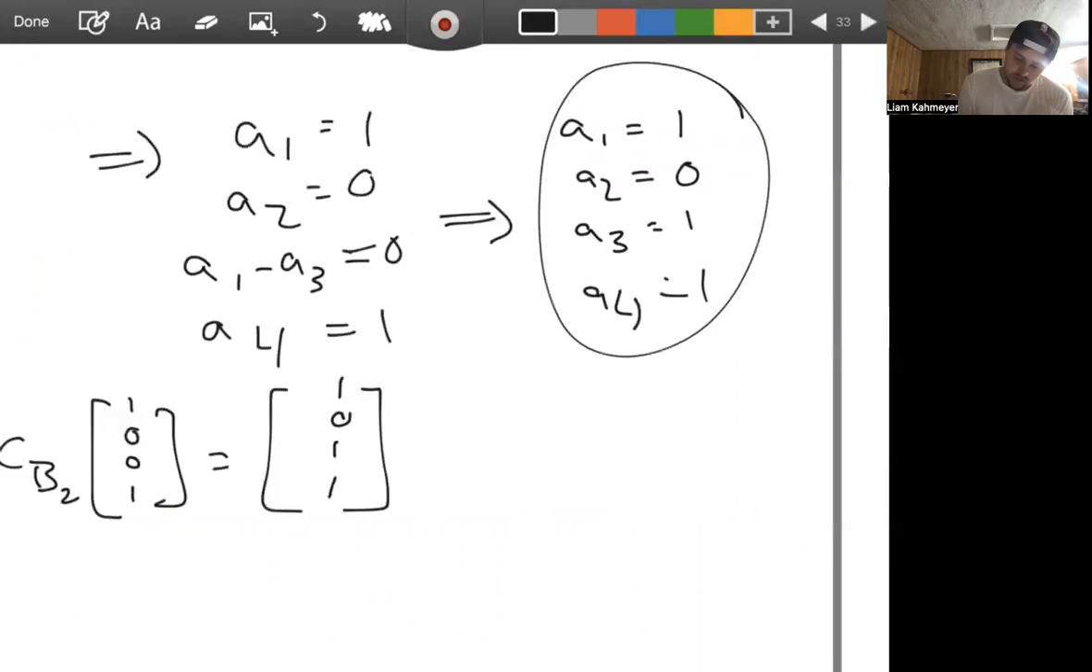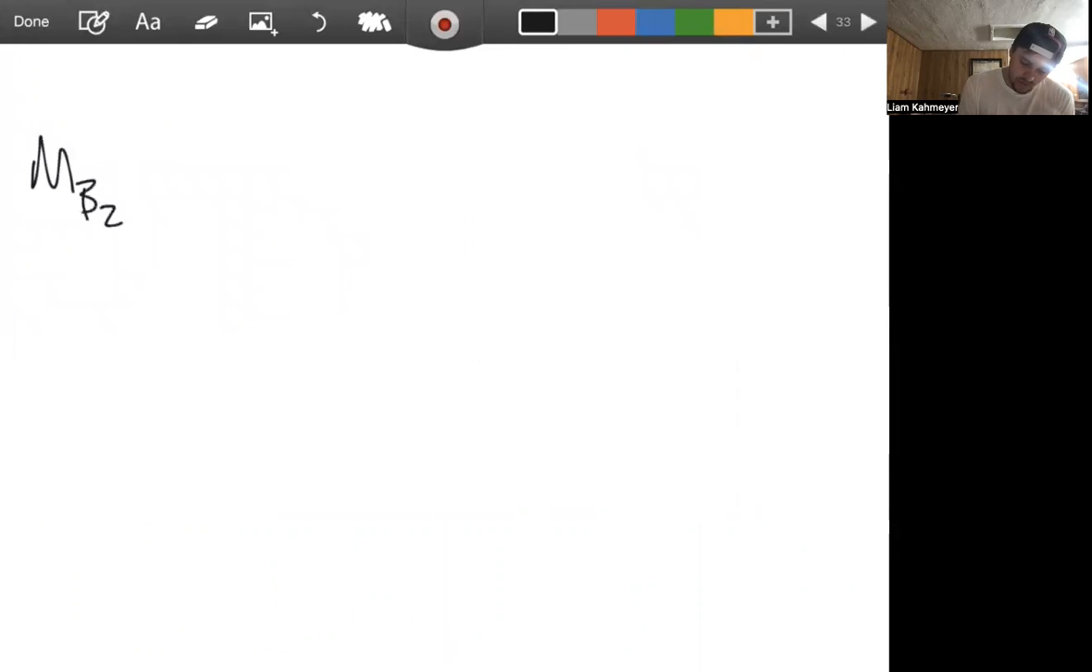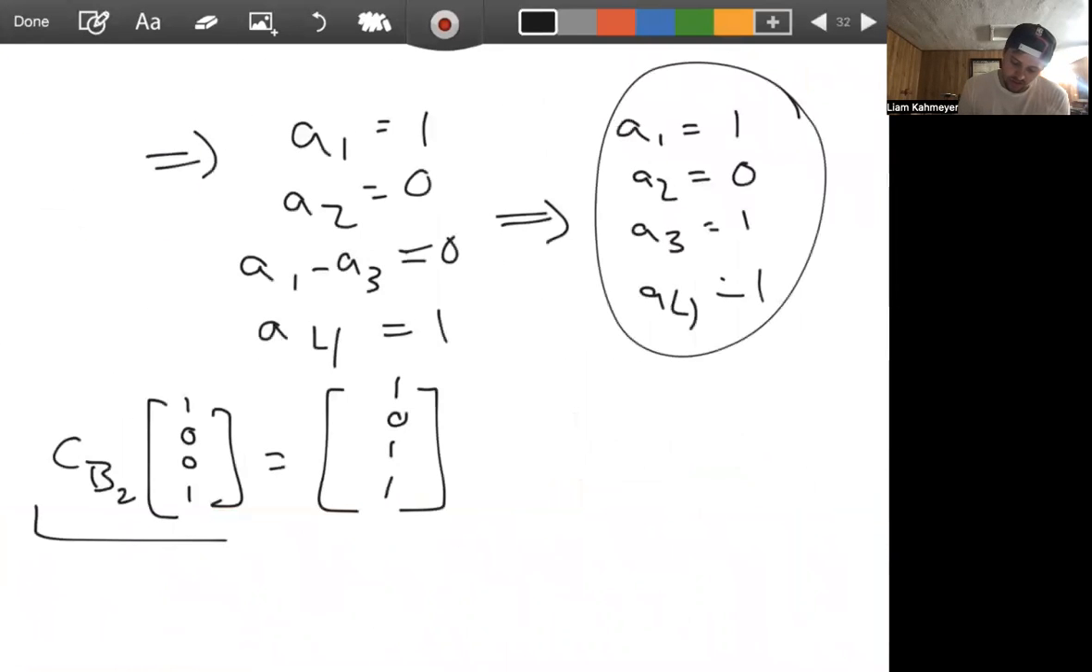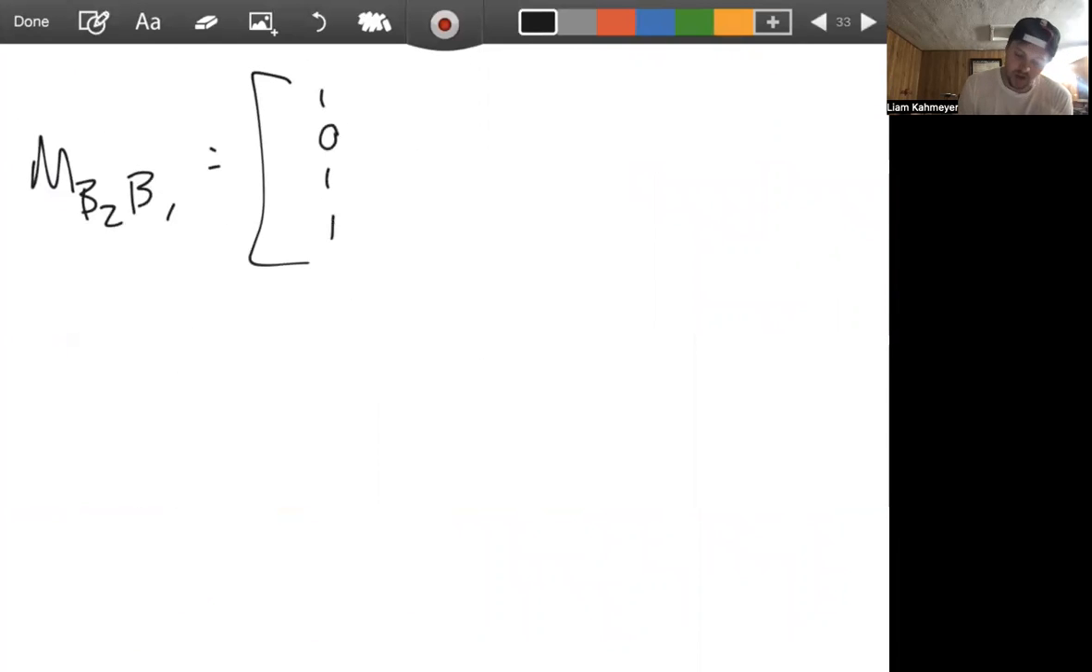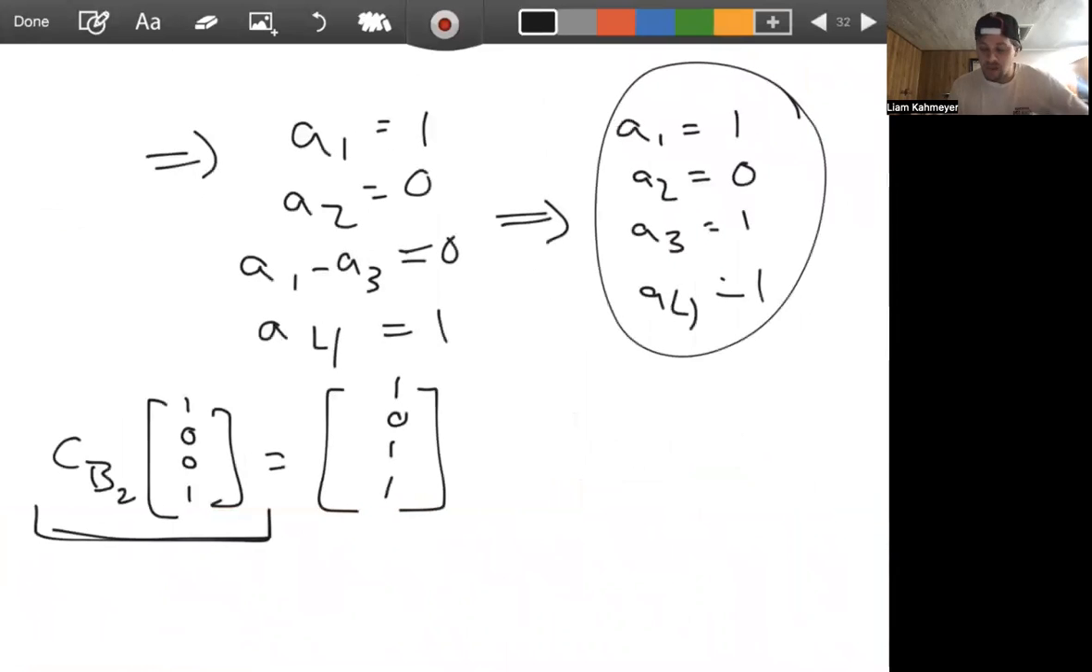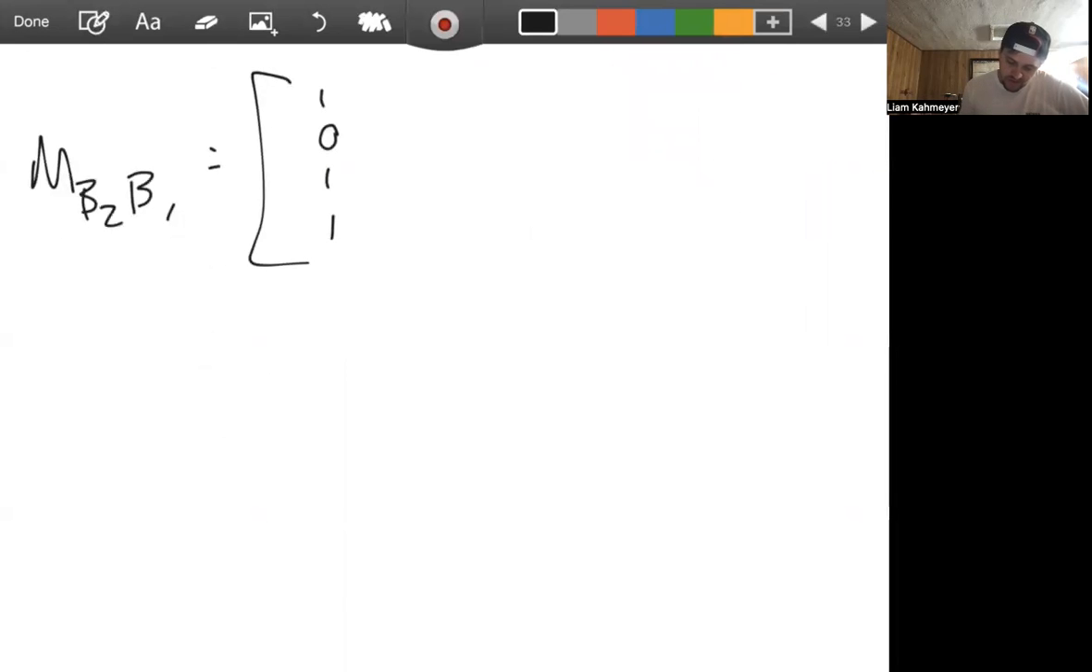So when we come back to M, B2, B1 here, we know the first column will be the image, or C_B2 of (1, 0, 0, 1), which was (1, 0, 1, 1). So that's the first column. And you go through an identical process. For the others, I claim that you get the following things, and you can verify. That would be good for you to do so you can go through an example of this.